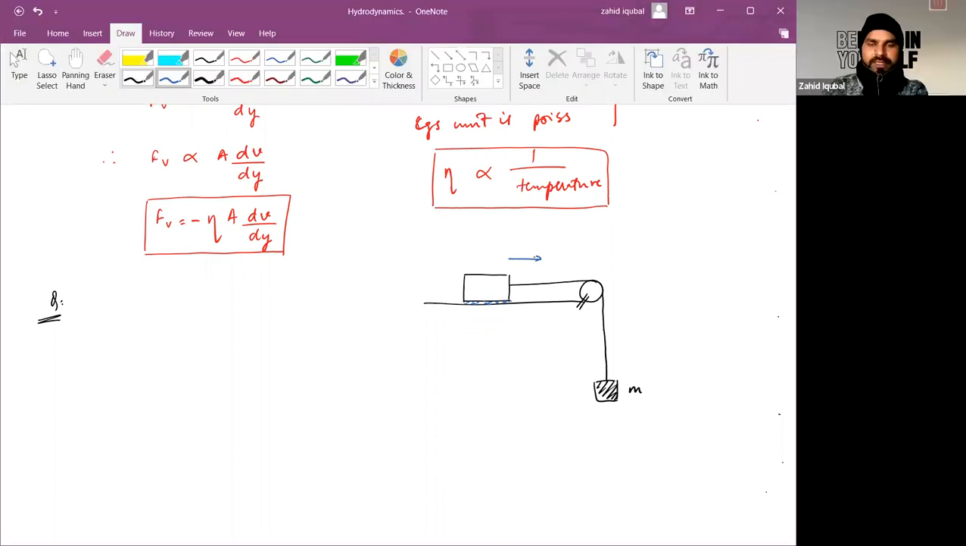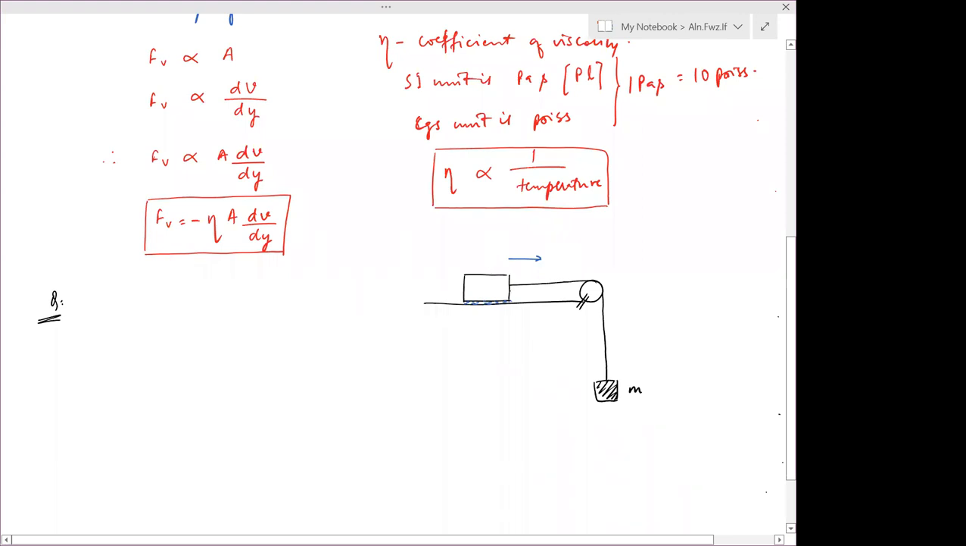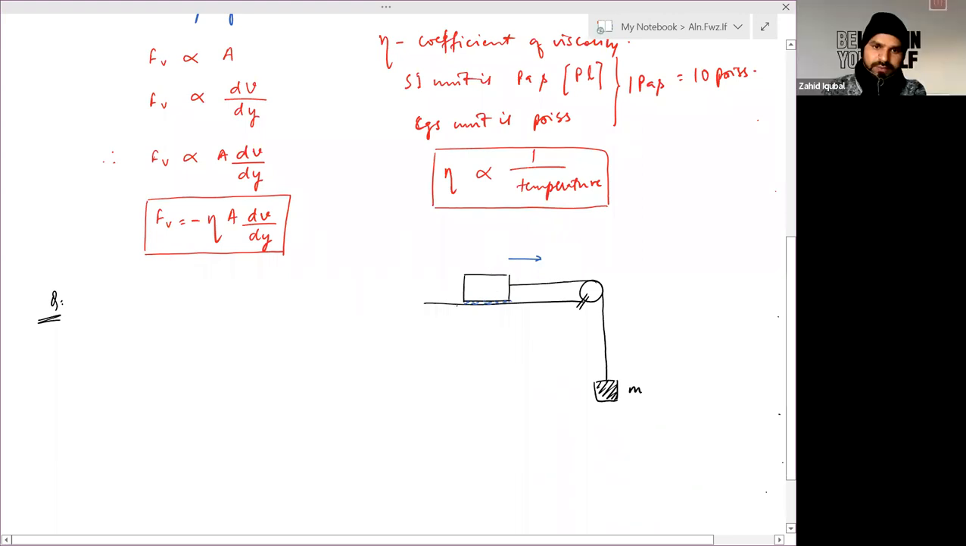On the basis of the above part, there is a question. Suppose a box of negligible mass is placed over a layer of liquid, and this block of mass m is hung along this path by a string. Find the value of m so that this entire system may tend to move at constant velocity.